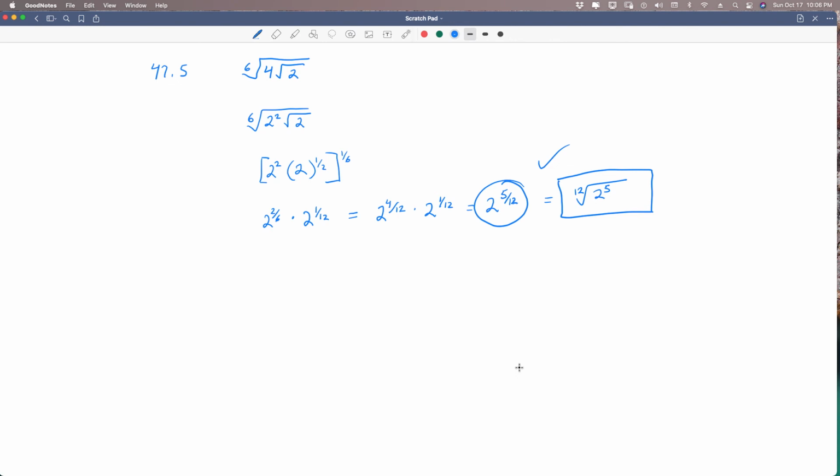All right, very, very good. And actually, this is what it is, but this is what I'm going to ask for in the system. So when you answer these problems, leave it in the fractional exponent format. Don't put it in the radical. But I want you to understand what it means and what it looks like.